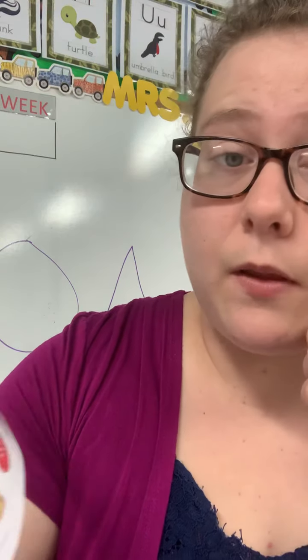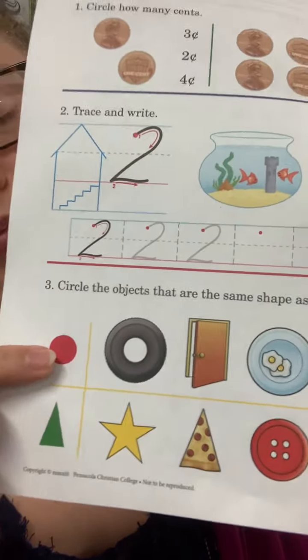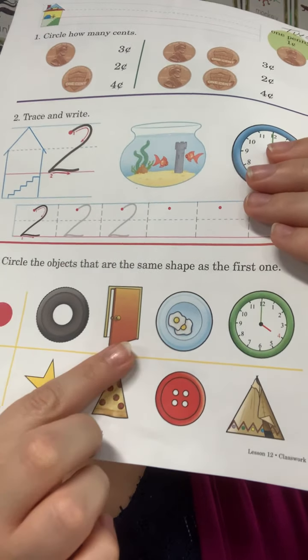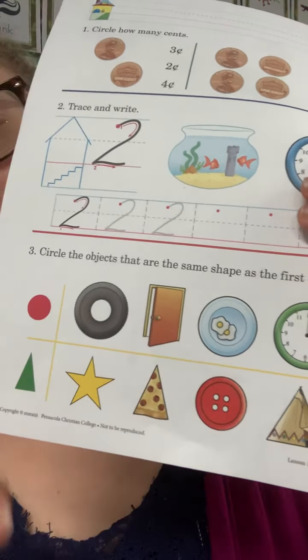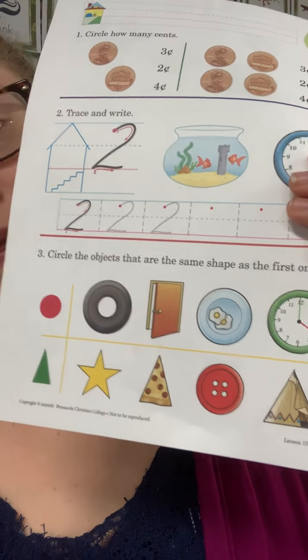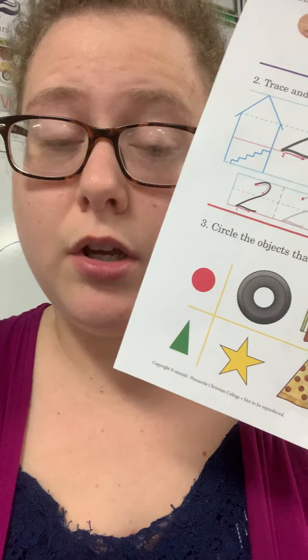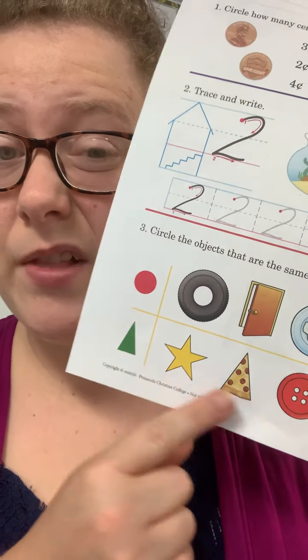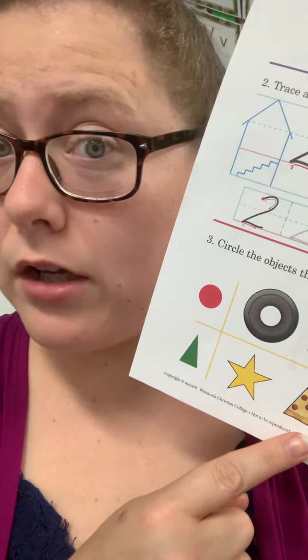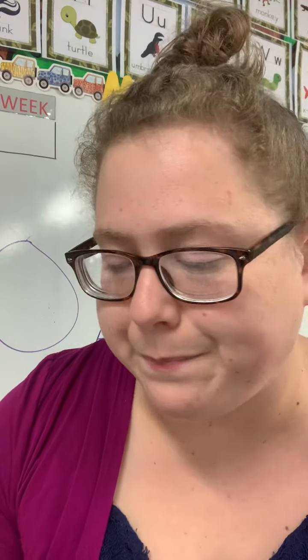what you're gonna do then, on number 3, you're gonna circle the objects that are the same shape as the first one. So, right here, this is a circle. We have a circle, rectangle, circle, circle. Circle the circles in that one. And then on the next one, it's the triangle. So you need to circle the triangles. So this is a star. This is a piece of pizza, but it's in a triangle, circle, and a mountain, which is a triangle. So I want you to circle those for me, okay?